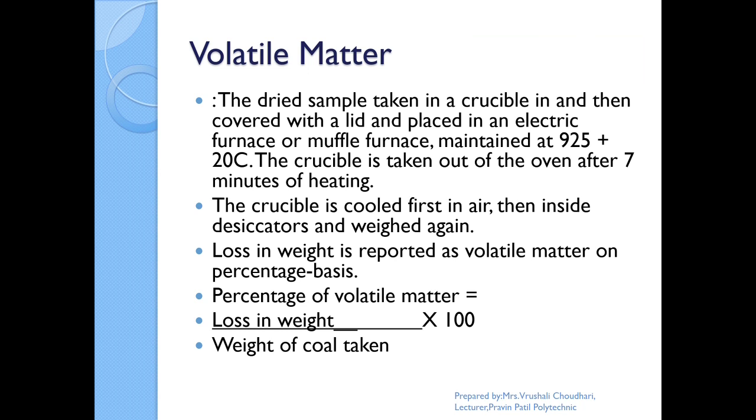Due to the very high temperature, the volatile matter gets evaporated, and we will observe that the weight of the coal decreases. That is determined by using a percentage formula: loss in weight divided by weight of coal, multiplied by 100.